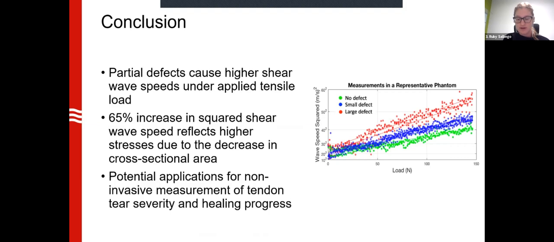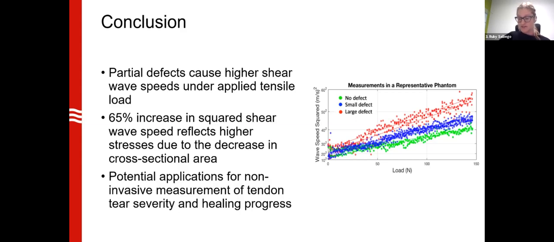In conclusion, we are able to support two ideas: that the wave speed squared stress relationship held in these defected phantoms, and also that phantoms with defects exhibited higher shear wave speeds than those that were intact. This link between stress concentrations and shear wave speeds in phantoms could be used eventually in clinical or rehabilitation settings.